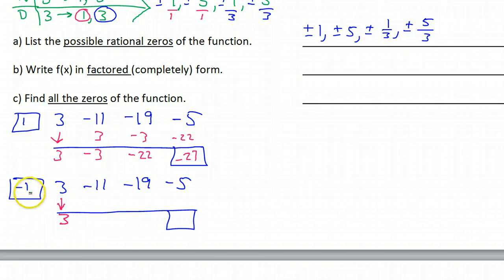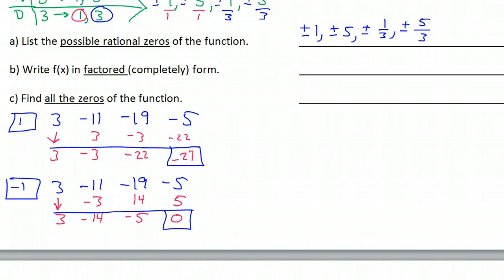Okay, 3 times -1 is -3. That is -14 times -1 is +14. That is -5 times -1 is +5, which does in fact make 0. So yay! Okay, we found one that worked. It only took 2 tries, so that was not very painful.